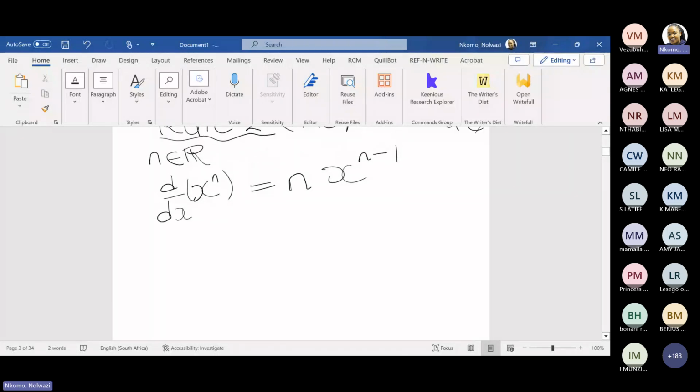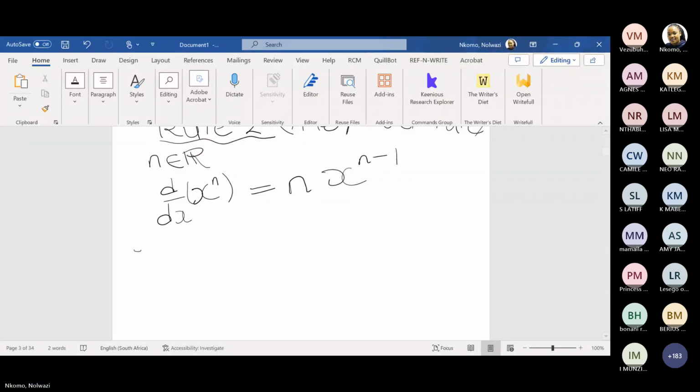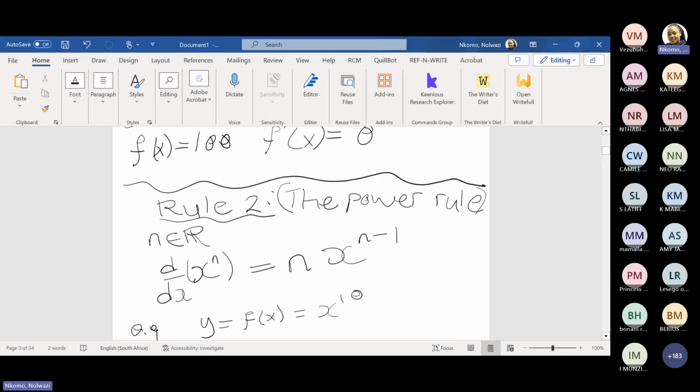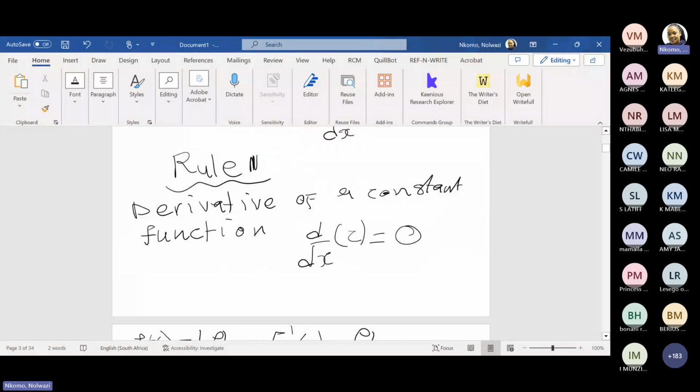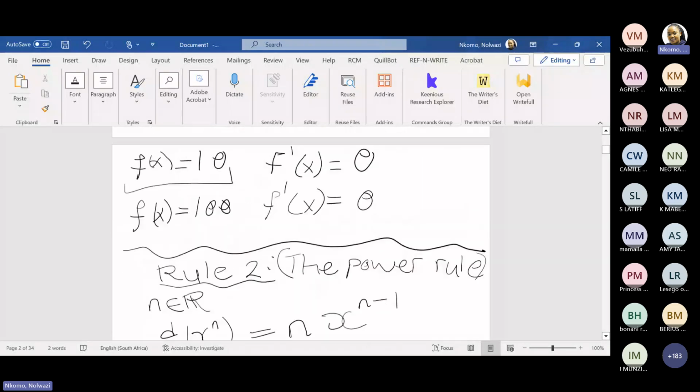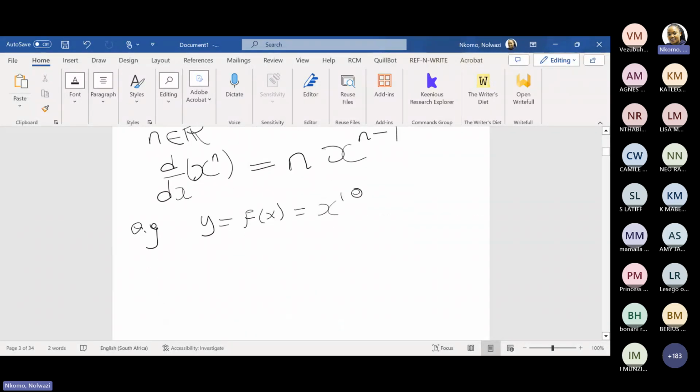Suppose we are given x to the power 10, and you are asked to find the derivative of this function, right? Remember in rule 1, we were differentiating a constant. So this means we cannot use rule 1 in a function like this, right? Let's try rule 2.